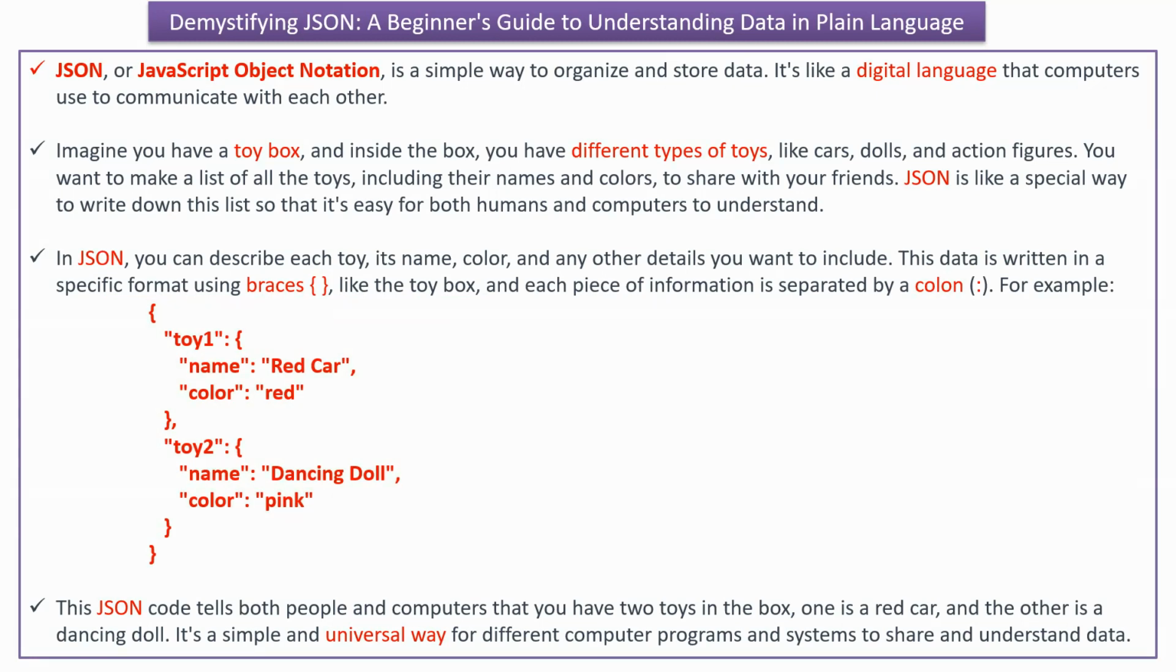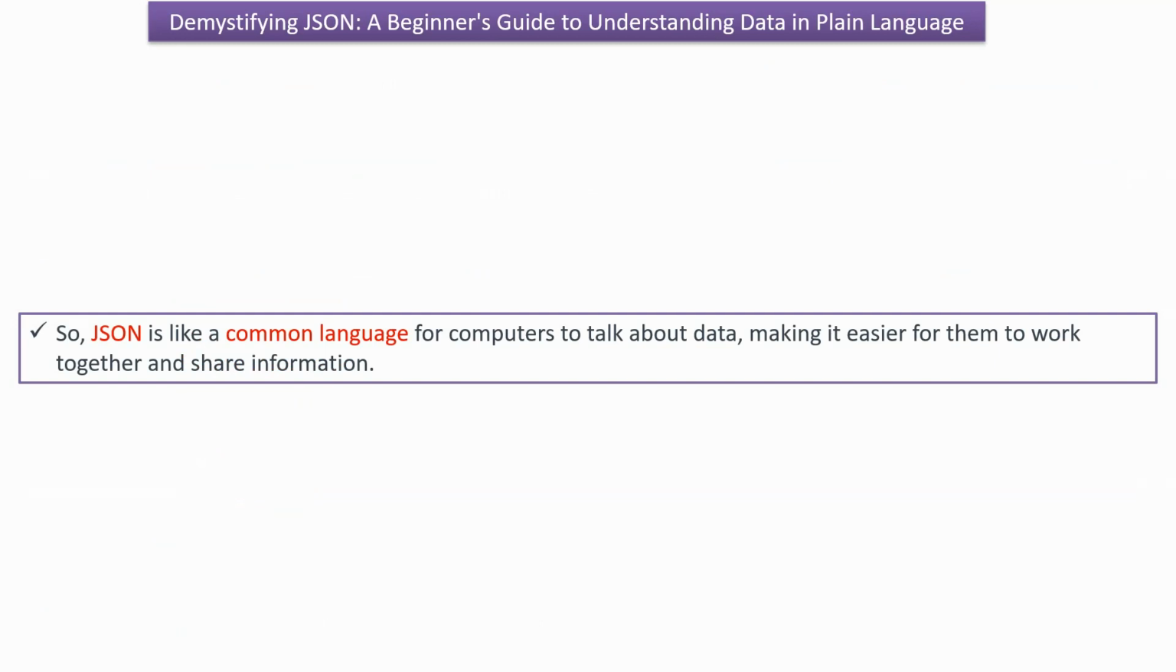JSON is a simple and universal way for different computer programs and systems to share and understand data. So JSON is like a common language for computers to talk about data, and it makes it easier for computers to work together and share information.